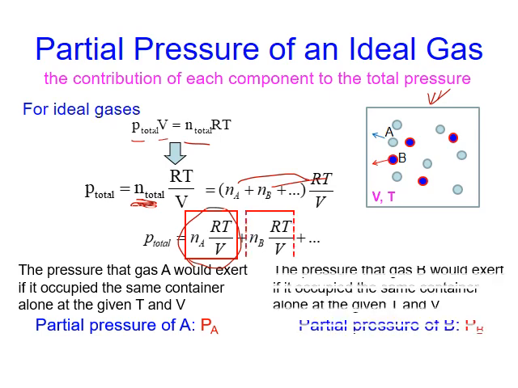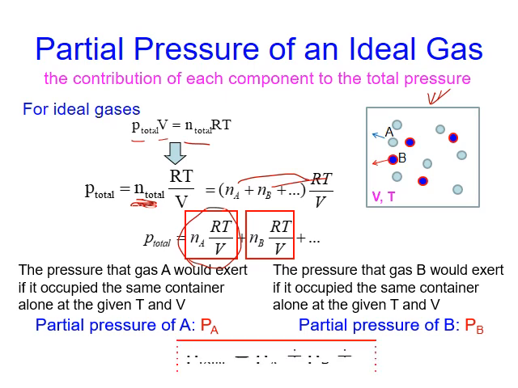Similarly, the second term comes from the ideal gas law applied only to B as if there's no A in it, and that's the pressure that gas B would exert if it occupied the same container alone at the given temperature and volume, and this is called the partial pressure of B. And therefore, in a mixture of A and B, the total pressure is the sum of the partial pressures of A and B, and the partial pressure can be calculated using the ideal gas law as if there's no other gas in it.